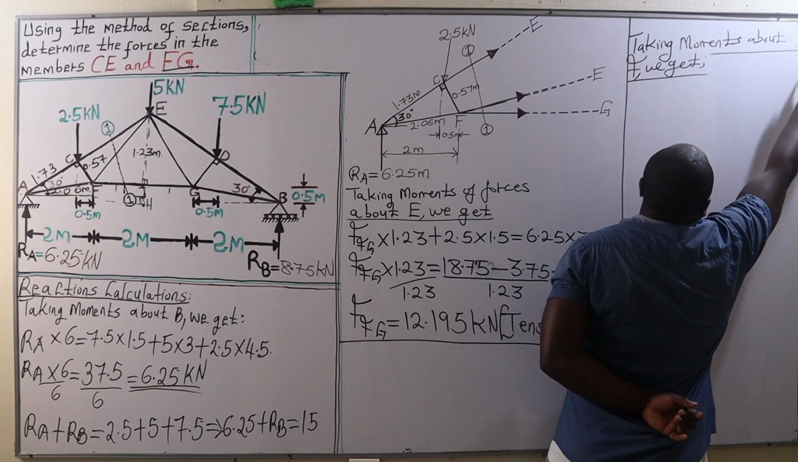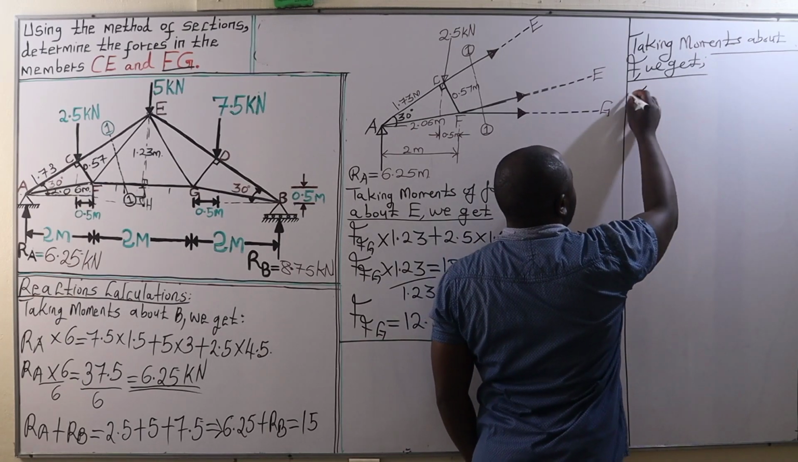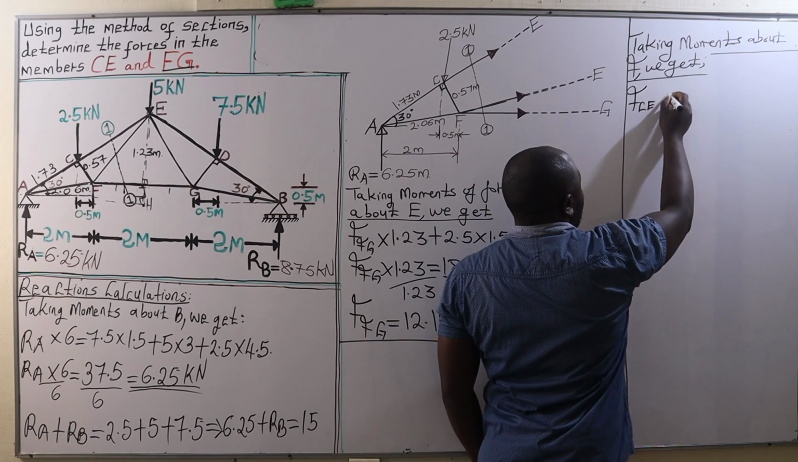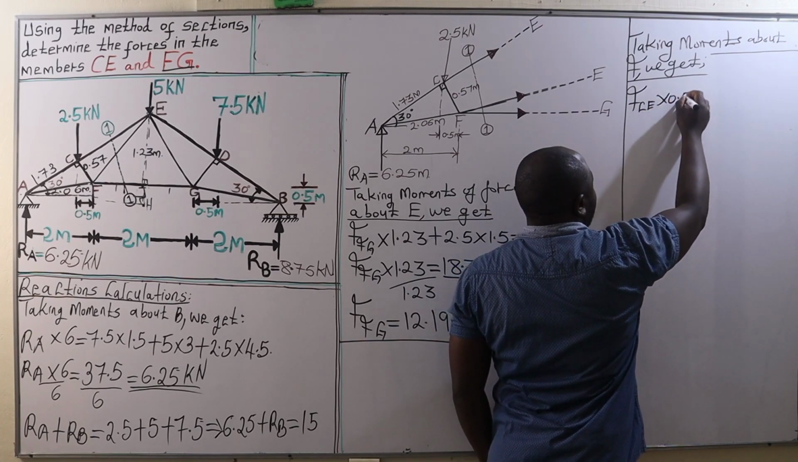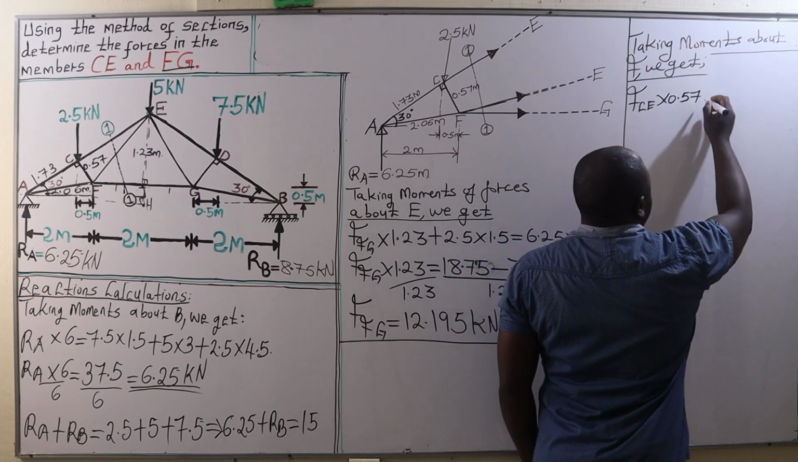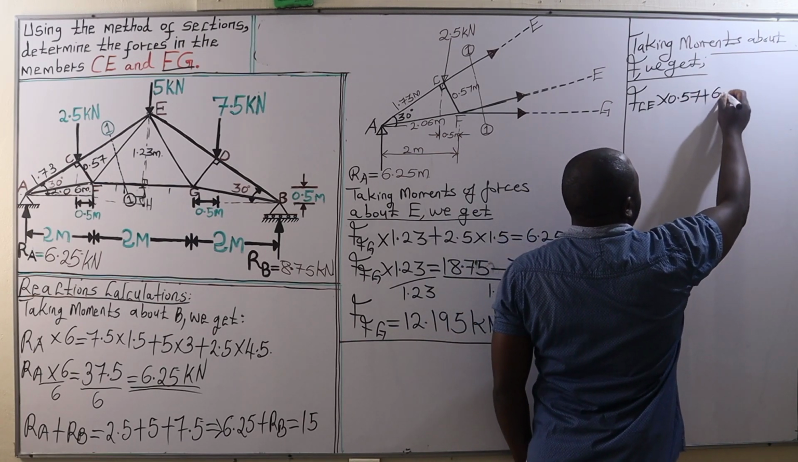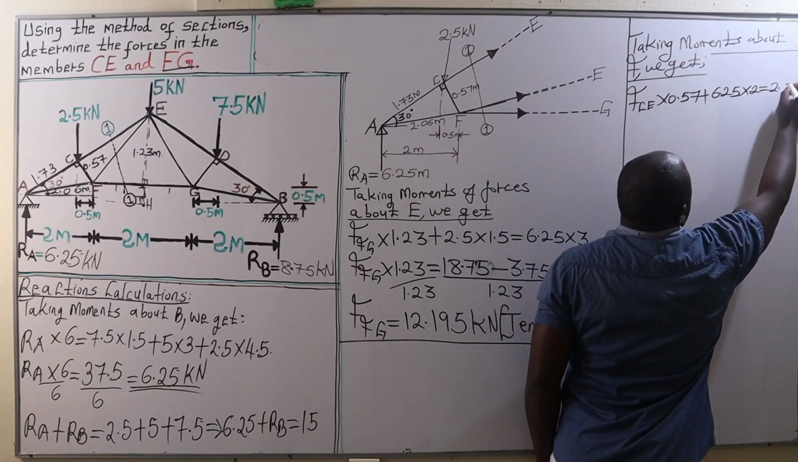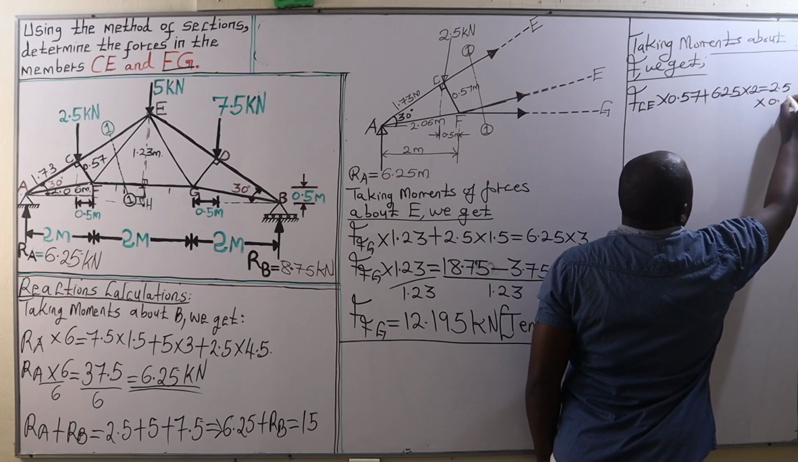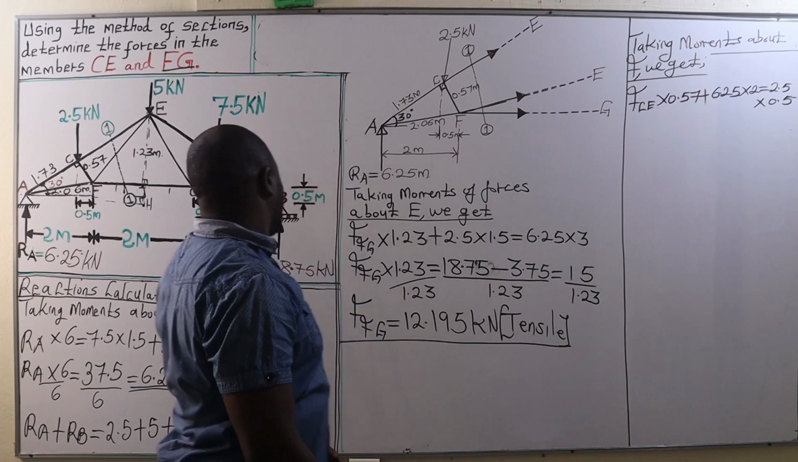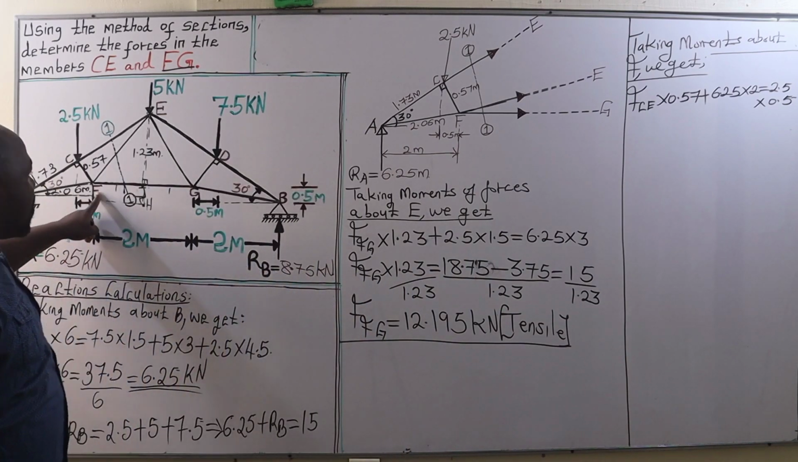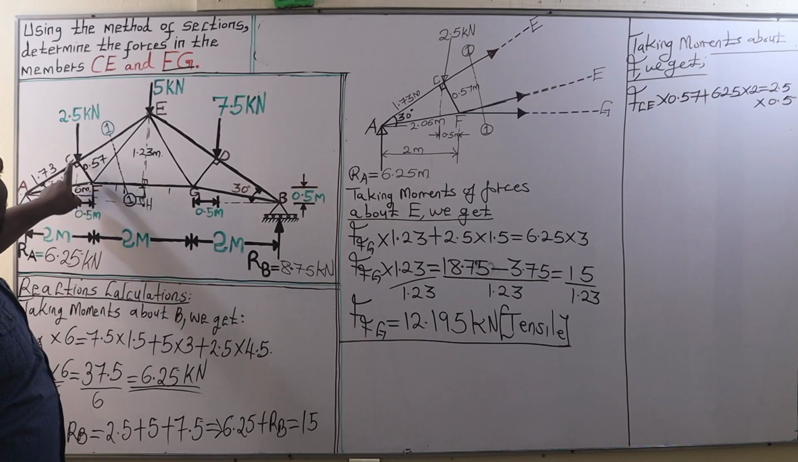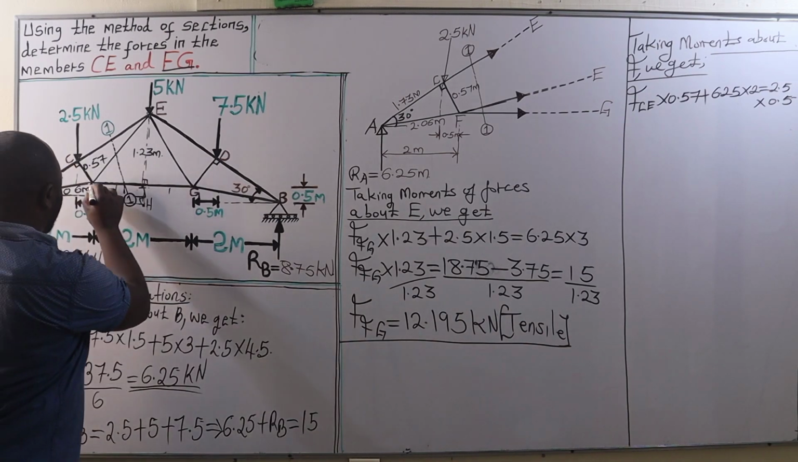Taking moments about F, we are going to have FCE multiplied by 0.57 plus 6.25 times 2 is equals to 2.5 times 0.5. Therefore, FCE, that is the force on member CE, multiplied by the distance from C to F. Remember, we are taking moments about F.